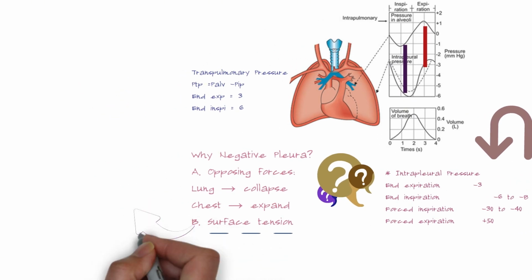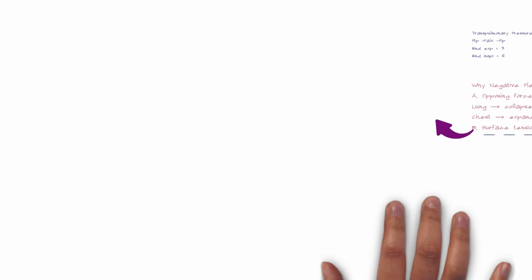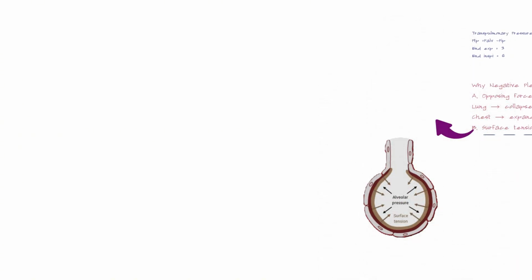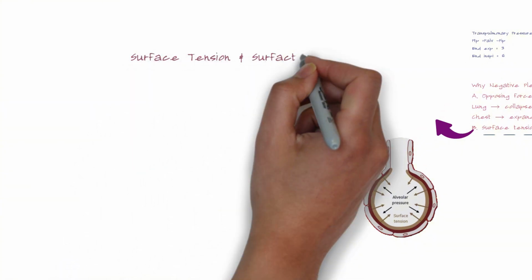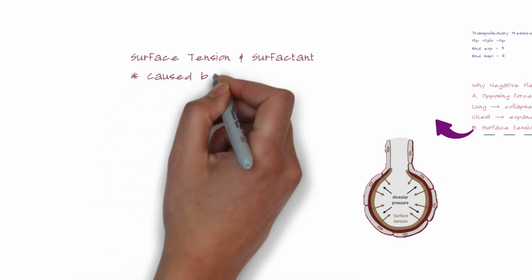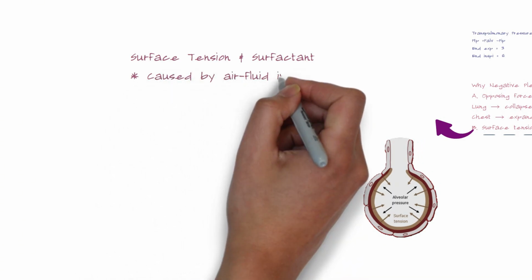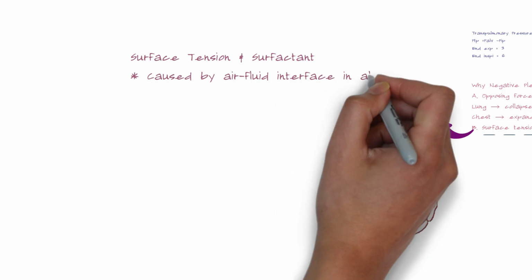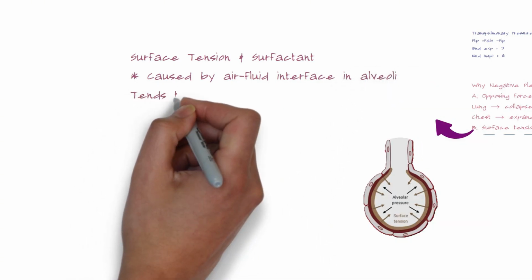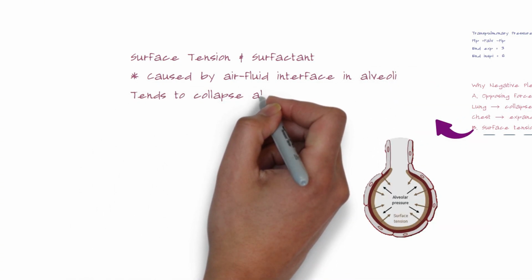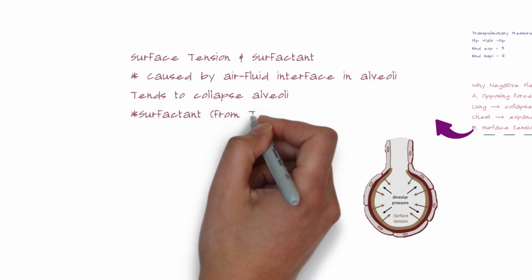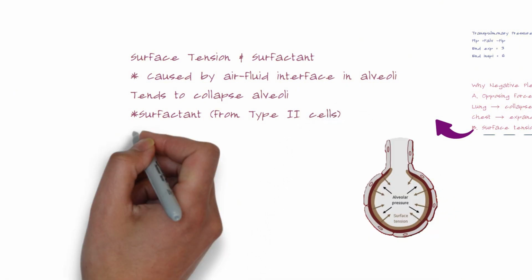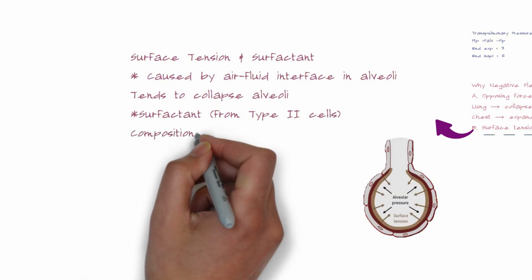The alveoli are lined by fluid, and the water molecules always tend to attract each other, and this creates a surface tension, and this tends to make the alveoli collapse. So, how do we decrease the surface tension? By surfactant, which is a substance secreted by type 2 alveolar cells and is formed of phospholipid, protein, and calcium, and its main function is to cover the water molecules so they won't be able to attract each other.